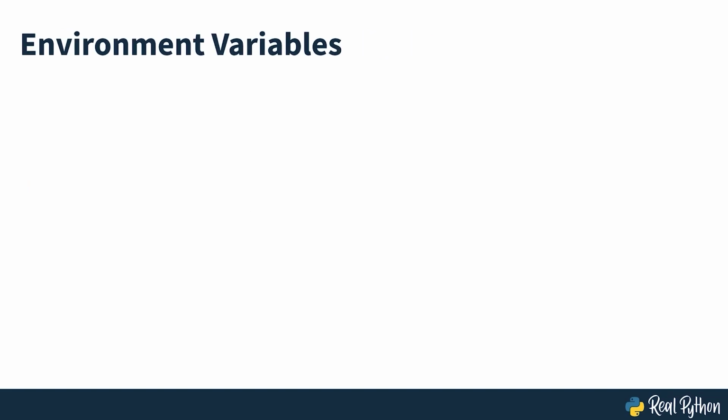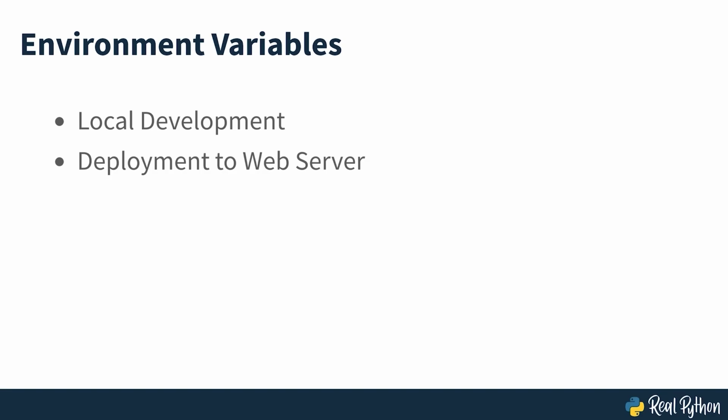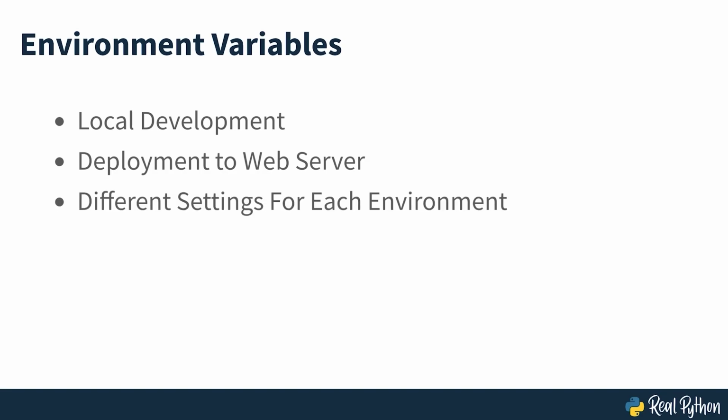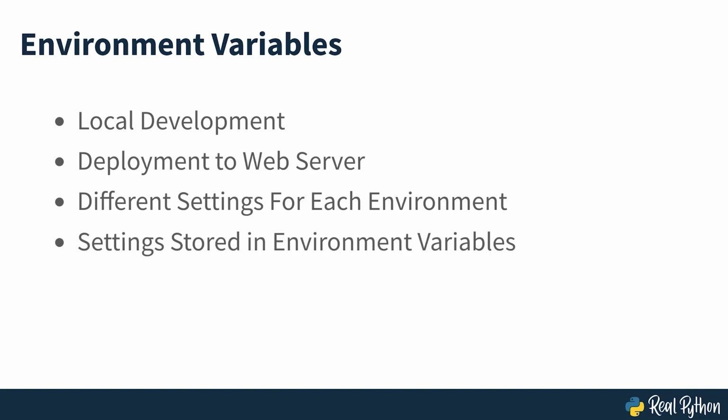You're currently developing your Python URL shortener on your local computer, but once you want to make it available to your users, you may need to deploy it to the web. It makes sense to use different settings for different environments. Your local development environment may use a differently named database than an online production environment. To be flexible, you store this information in special variables that you can adjust for each environment.